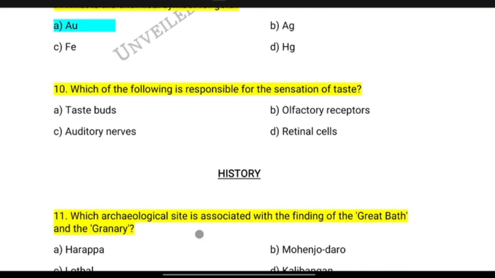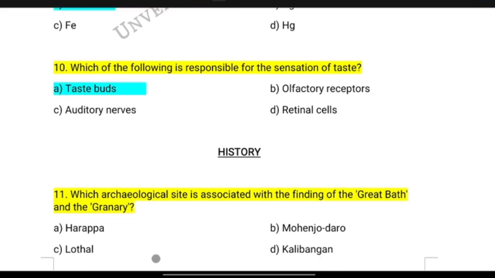10. Which of the following is responsible for the sensation of taste? Correct answer is A. Taste buds. Explanation. The sensation of taste is primarily mediated by taste buds located on the tongue.